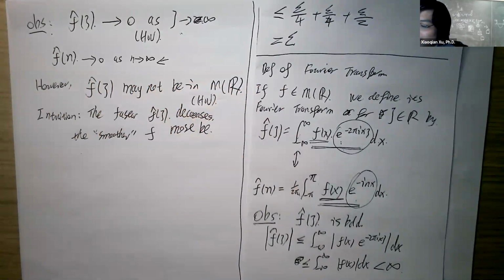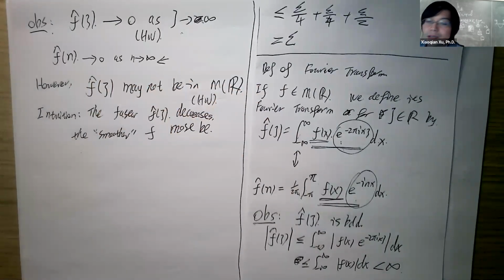Okay, it's just like the Fourier coefficient. Well, if you do not have some very good smoothness of your function, then the Fourier coefficient may not decrease very fast. If you do not have some very good smoothness of your function, then the Fourier transform may not decrease very fast.